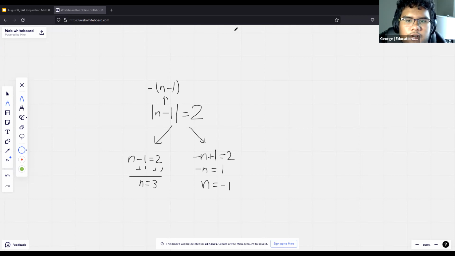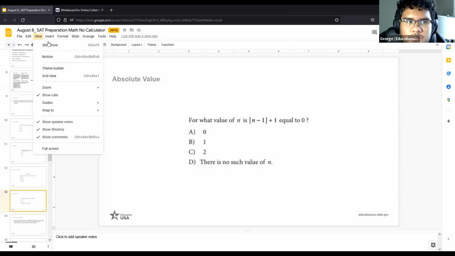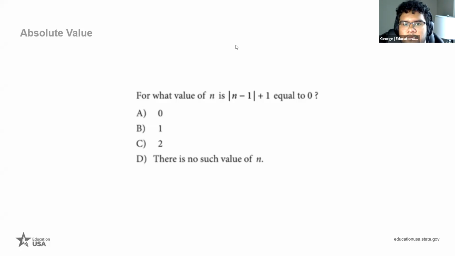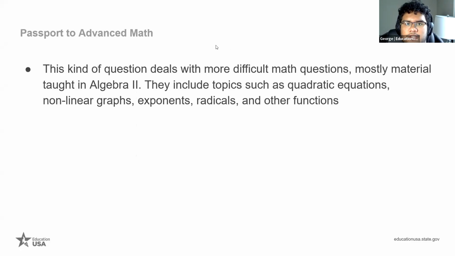All right, if there are no questions, then I will go ahead and continue here. And from here, we'll be going to the next area of math that you may see on the SAT. And this portion is the Passport to Advanced Math.